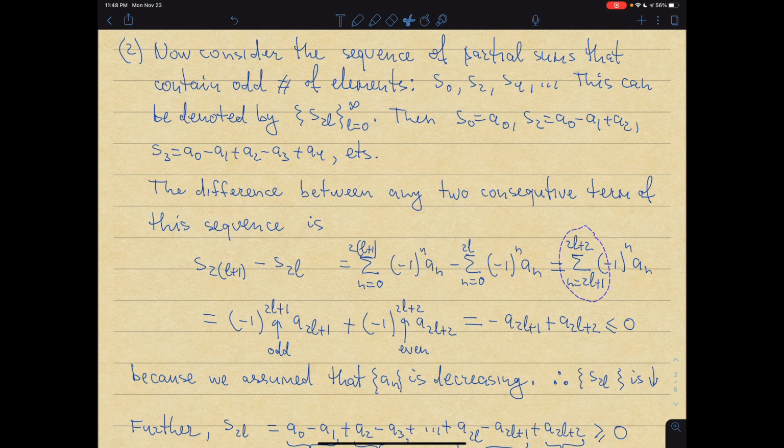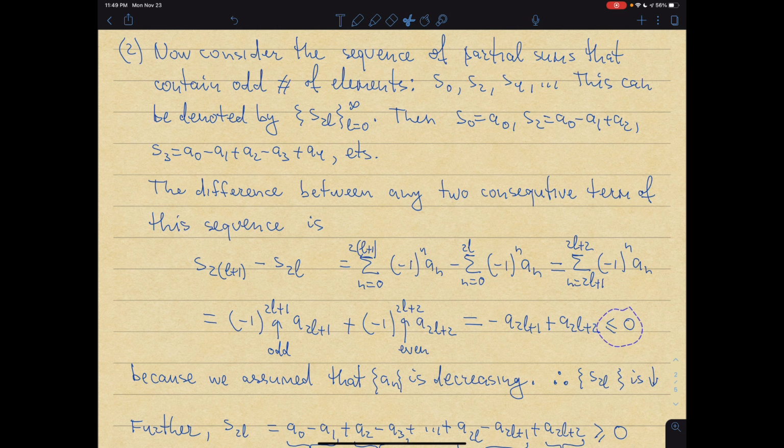If we write this out, we have two terms still. The first one has minus 1 to the 2l plus 1. 2l plus 1 is an odd number, so minus 1 to that number is negative. 2l plus 2 is an even number, so minus 1 to the power is positive. It's just 1. And so we have minus a_{2l+1} plus a_{2l+2}. Again, the sequence a_n is decreasing, so the previous number is always larger than the next number. The previous number comes in with the minus sign, so this is less or equal than 0.